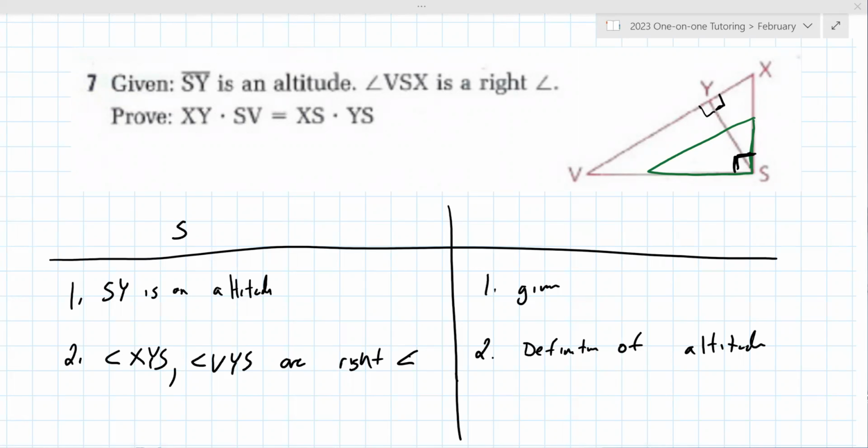Just looking at it, this is Theorem 68 on page 378, at the top. It says if an altitude is drawn to the hypotenuse of a right triangle, which is what we just said, then the two triangles formed are similar to the given triangle.